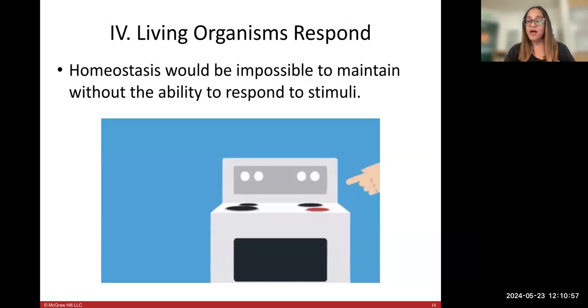Living organisms respond. Homeostasis would be impossible to maintain without the ability to respond to stimuli. Like we said, with our temperature, we get too hot. That is a response to our outside environment. We sweat. Our body automatically tries to cool us down. We get too cold, our body automatically responds. This isn't something we have to think about. We shiver to try to heat us back up.